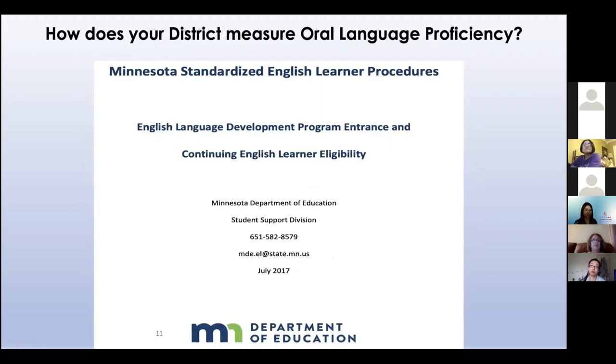So the first thing you want to do is to look at how your district measures oral language proficiency. The last in-person presentation I did this year was in Minnesota, so I had this up and just reused it. I don't know if any of you are from Minnesota, but they have an English language development program entrance and continuing English learner eligibility. Every state has their own, sometimes it varies by the district. So you must get yourself familiar with how your district measures oral language proficiency. It's a must, okay?